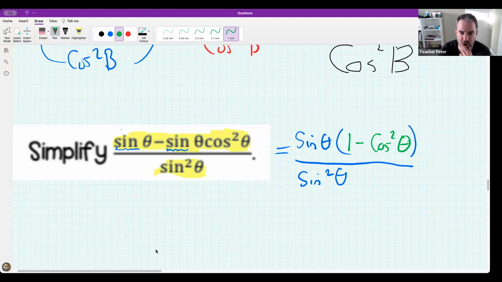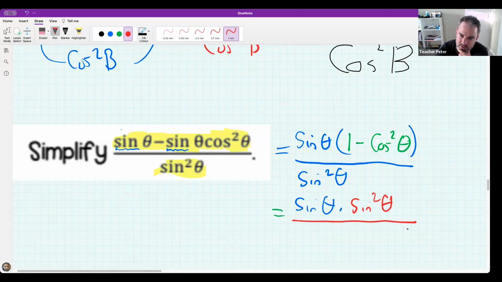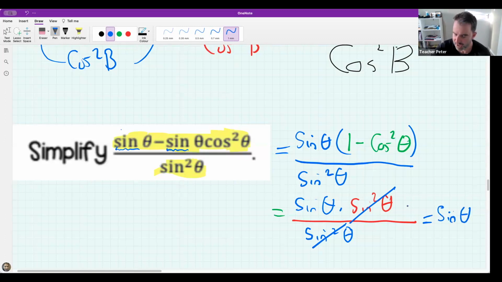So Narco, what do you think we should do from this point? Don't we turn the 1 minus cos squared theta into sine squared theta? Yep, that's exactly what I was thinking. So let's go with this. So we've got the sine theta, and then we're going to replace this with sine squared theta. But you know what? I noticed something else. There's a sine squared theta on the bottom, isn't there? You cross out the sine squared theta with the one at the bottom. So now the final answer is going to be sine theta. Absolutely perfect. Okay, that is fantastic, everyone.